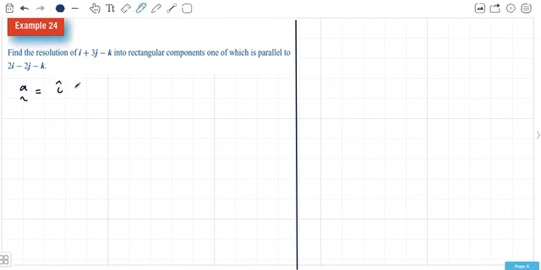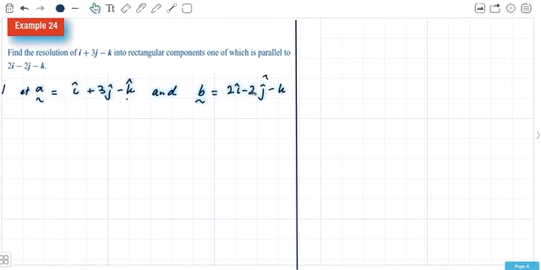I'm going to call the first vector A, and I'm going to call the second vector B. Let A equal i plus 3j minus k, and let B equal 2i minus 2j minus k. So we've got that straight away. What we're now going to do is have a look at that as a diagram as well.